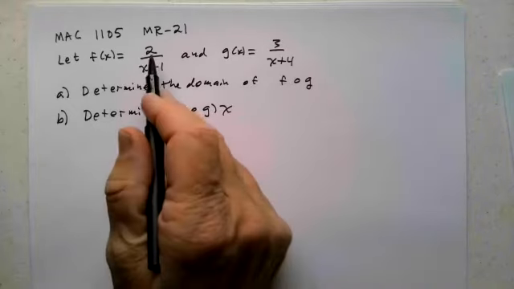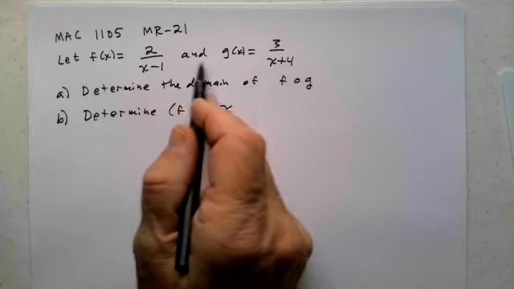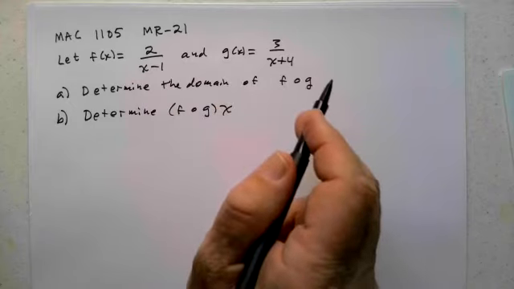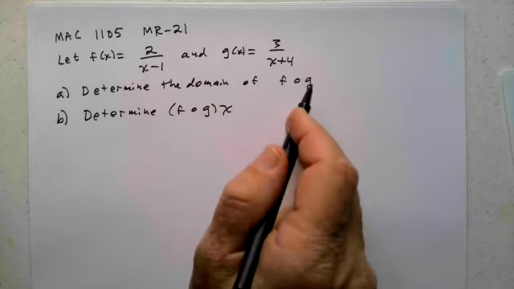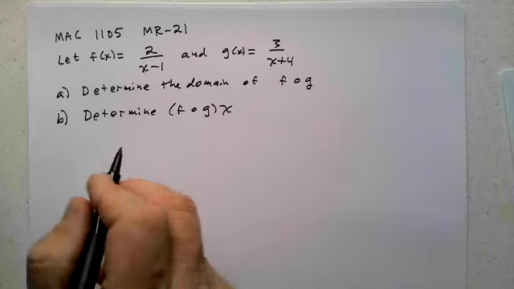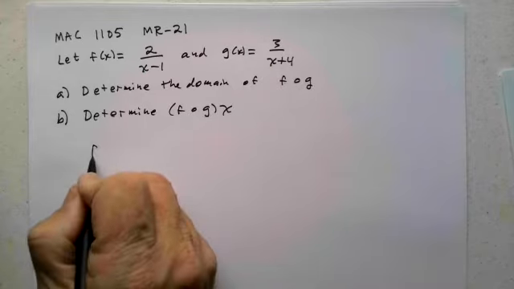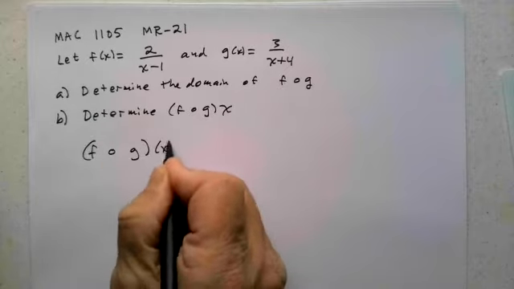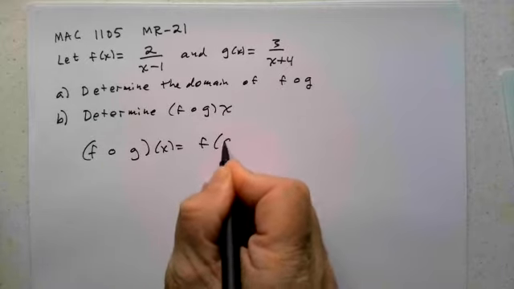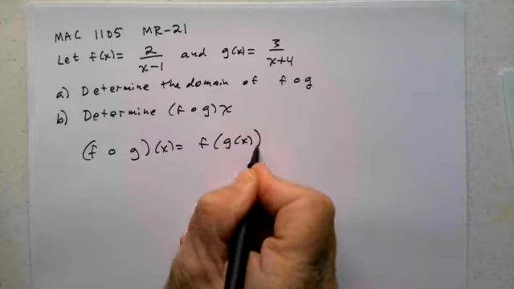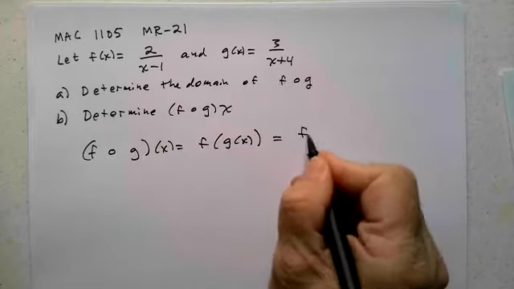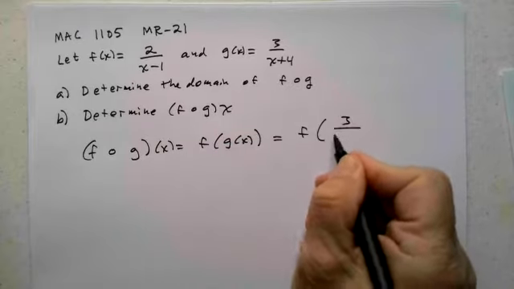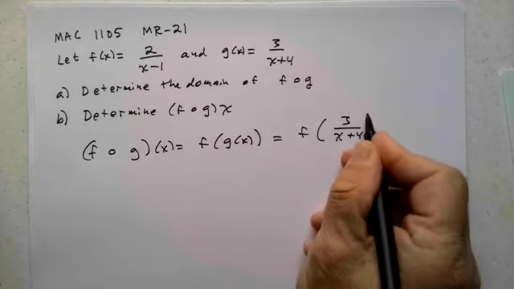So this question gives us f of x is 2 over x minus 1 and g of x is 3 over x plus 4. We want to determine the domain of f circle g. So what is f circle g of x? What does that mean? That means f of g of x, which means f of 3 over x plus 4.